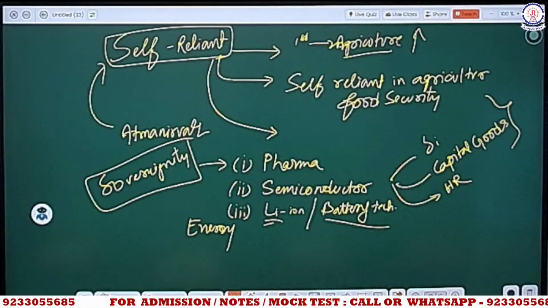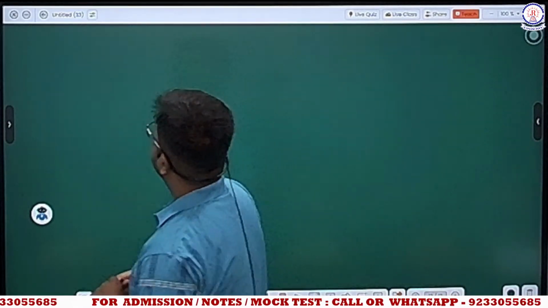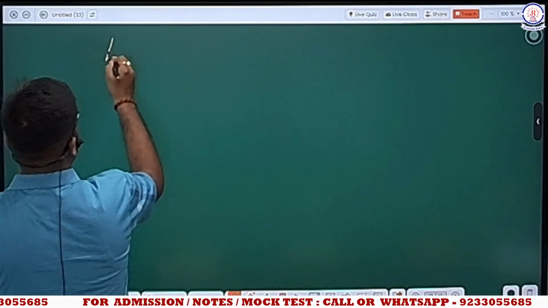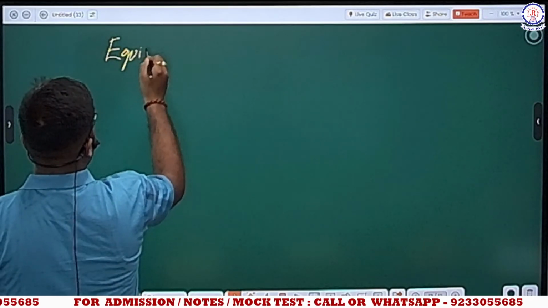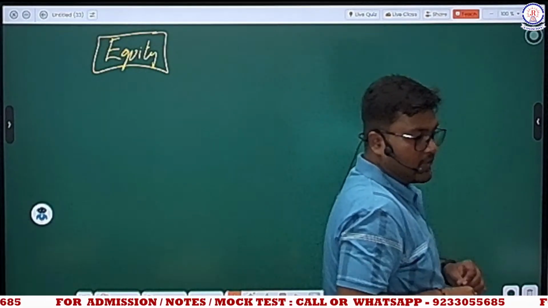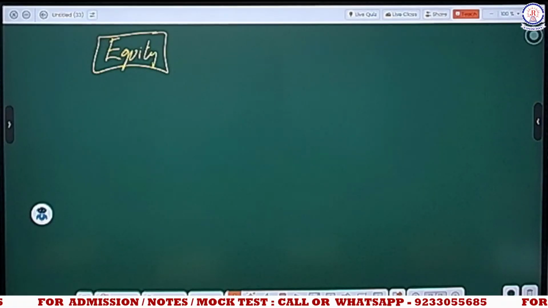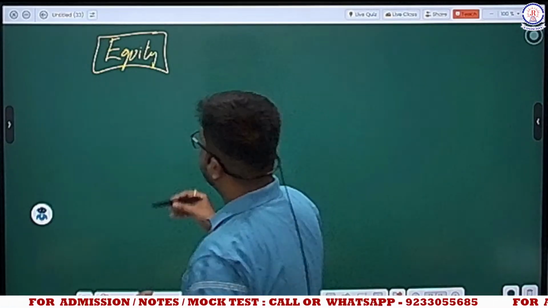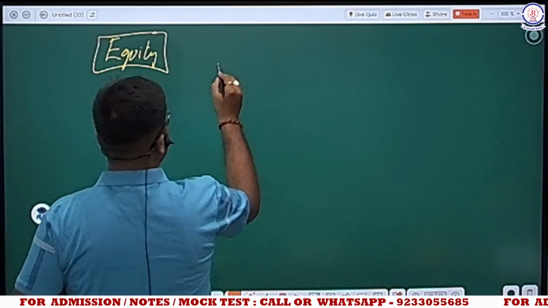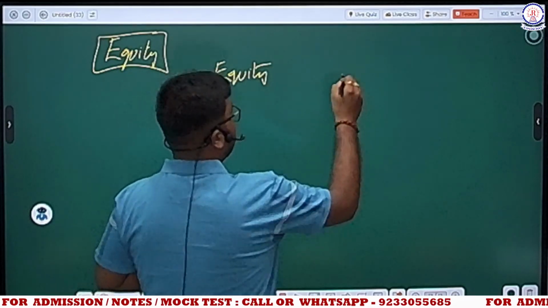Now the fourth thing which the five-year plans mentioned was equity. Now what do you mean by equity? Acha, can you differentiate what is equity and what is equality?